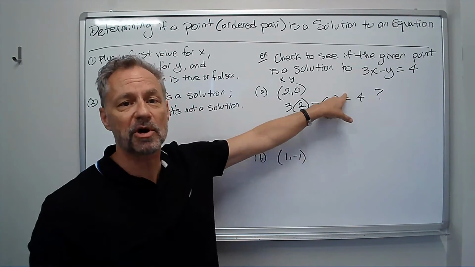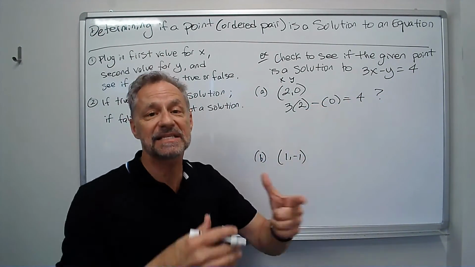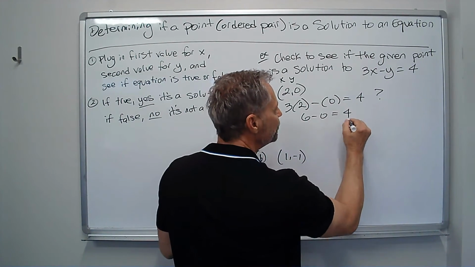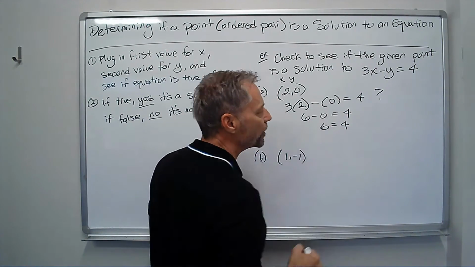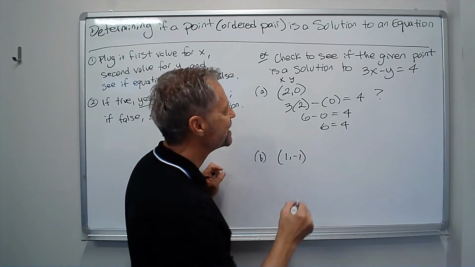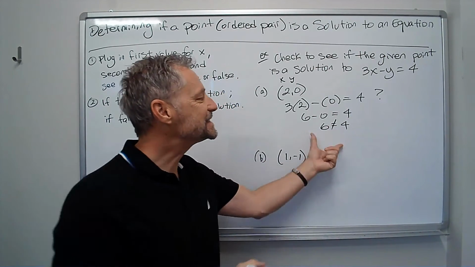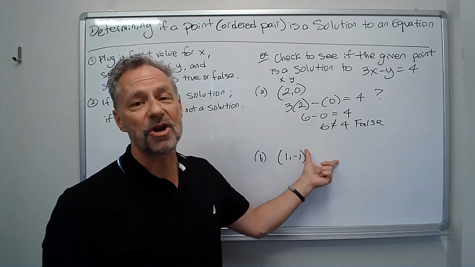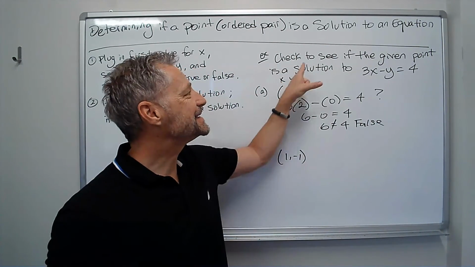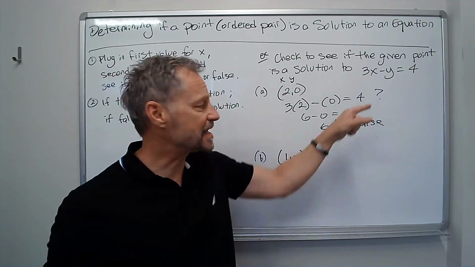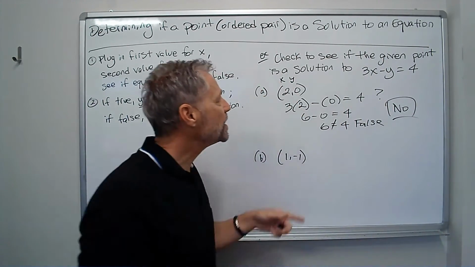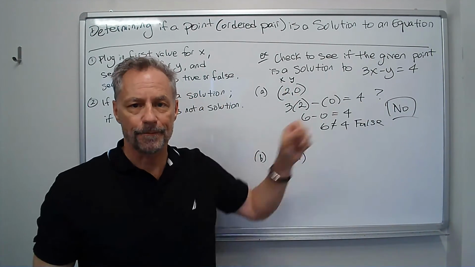Some people put a question mark over the equal sign. I'm not going to say it's equal because I don't know. So I get 6 minus 0 equals 4, or 6 equals 4. 6 does not equal 4. Since this is false, we say, oh, you know what? This point is not a solution to that equation. I'm just going to say no, because that answers the question. Is it a solution? No.